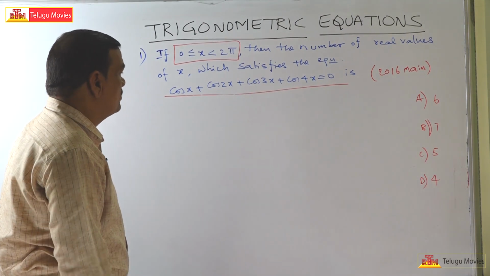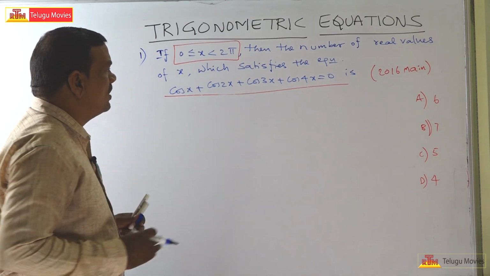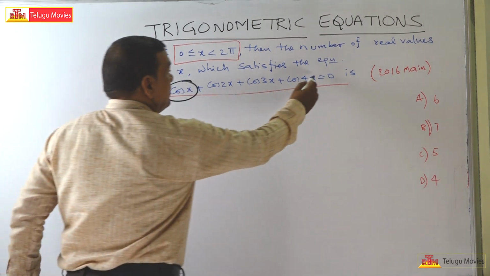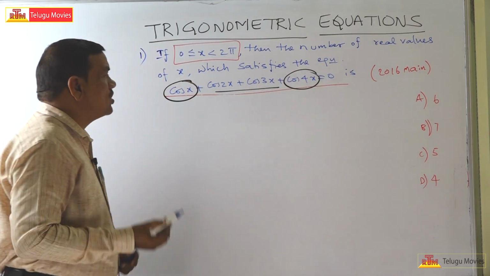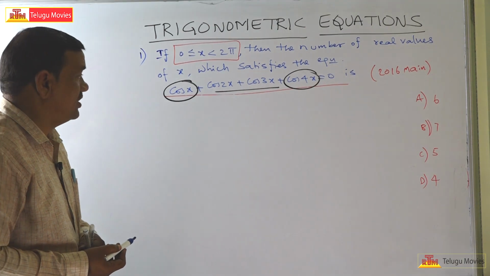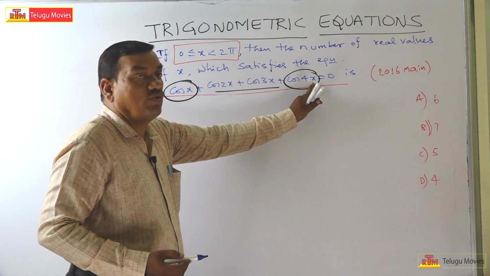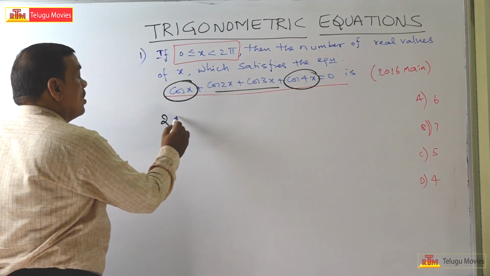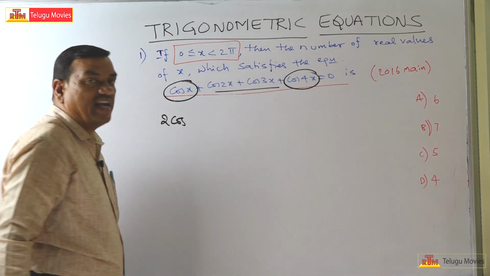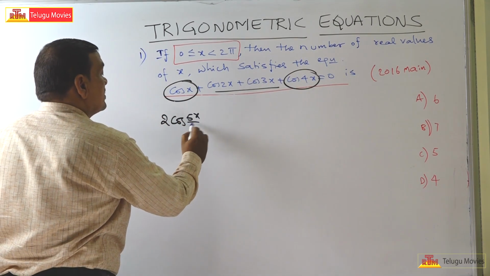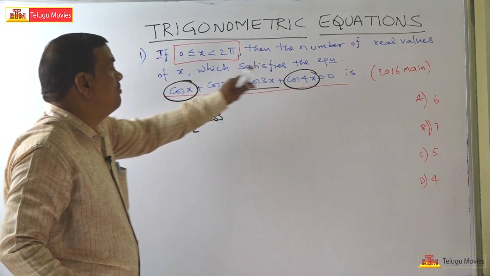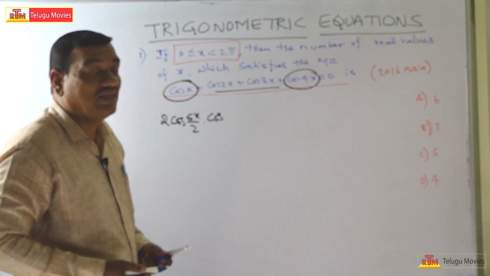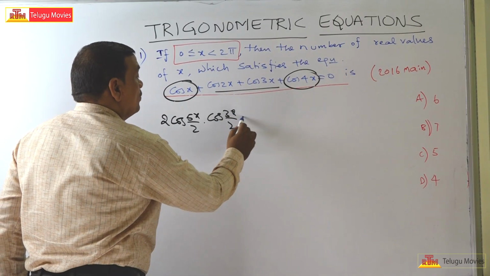Now I will combine here. I am combining cos x and cos 4x, and I am combining cos 2x plus cos 3x. First, cos x plus cos 4x: the formula is cos C plus cos D equals 2 cos of (C plus D) by 2 into cos of (C minus D) by 2. So 2 cos of (x plus 4x) by 2, that is 5x by 2, into cos of (x minus 4x) by 2. x minus 4x means minus 3x, so you can write 3x by 2.